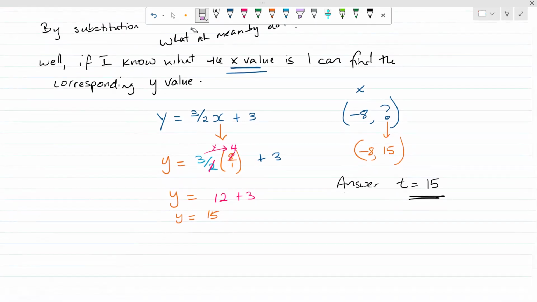Oh, wait. My bad. I forgot something here. Big problem. It's not 15 because we were supposed to put minus 8 and not 8. So this is our minus 12 here. So it's not 15, it's minus 9. So don't make that same mistake, right? Check your signs.